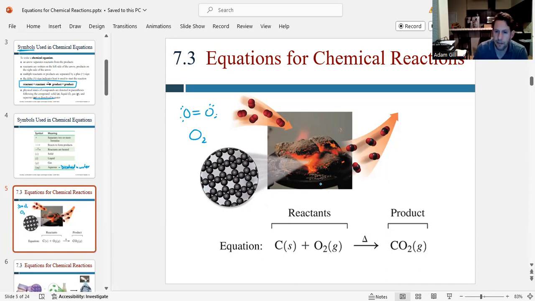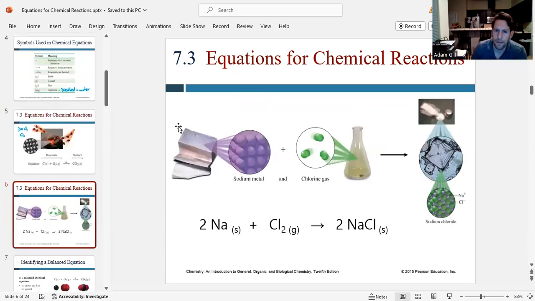And these react together to form, so we use the arrow with the triangle because we had to set it on fire to get it started. And the product is CO2, carbon dioxide gas. So solid carbon reacts with oxygen gas to produce carbon dioxide gas. That's our equation. Let's look at another example.